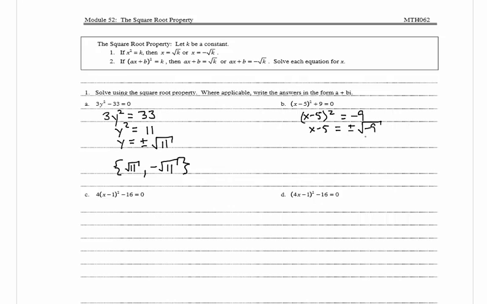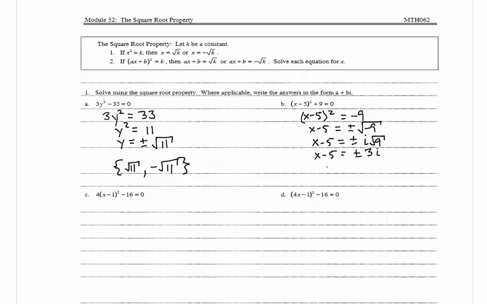And I can rewrite the square root of negative 9 as i times the square root of 9. So I have x minus 5 is equal to plus and minus i square root of 9. And the square root of 9 is equal to 3. So I have x minus 5 is equal to plus and minus 3i.